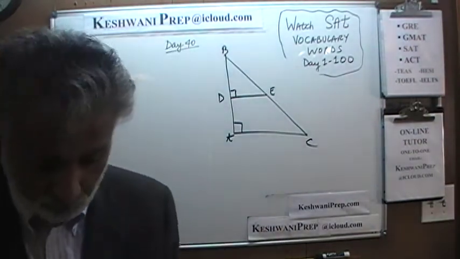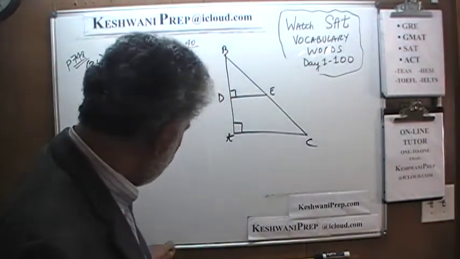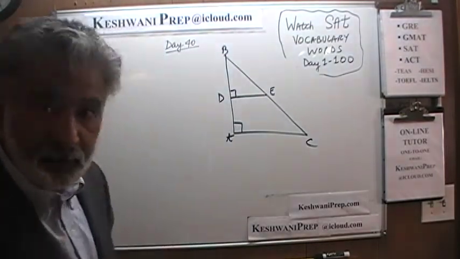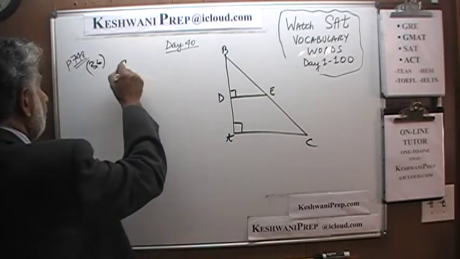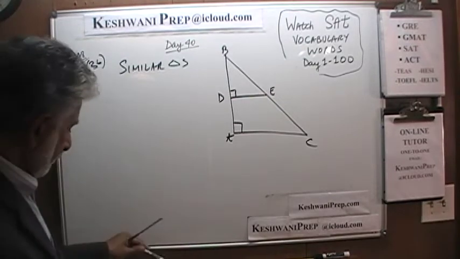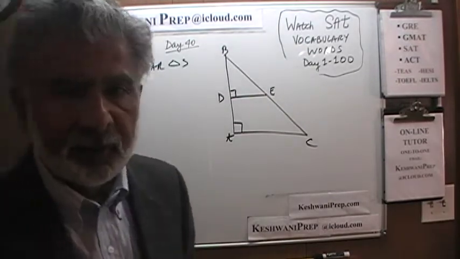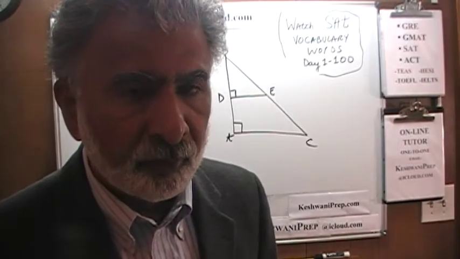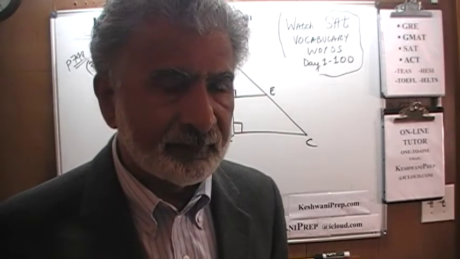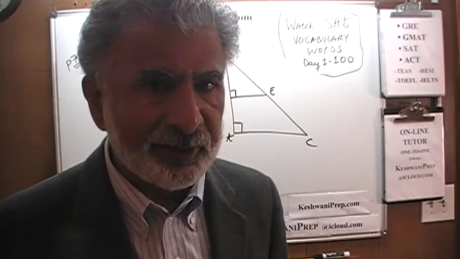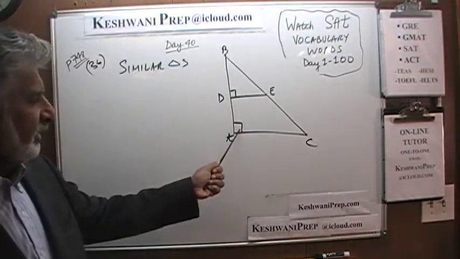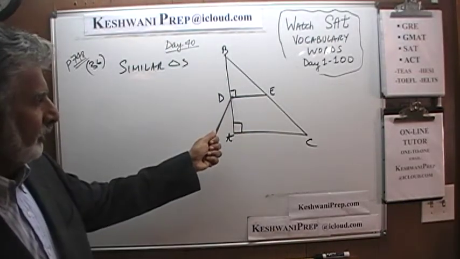Before we do any work at all, let's first understand what it is that is being tested here, what it is that they want to make sure that you understand here. The concept that we're dealing with here is what is known as similar triangles. If you have two different triangles and all three angles in one triangle are the exact same degrees as the three angles in the other triangle, they are similar triangles. Here, as you can see, this is 90 degrees and that is 90 degrees. So they are the same.